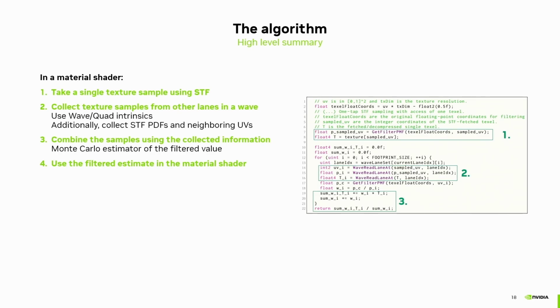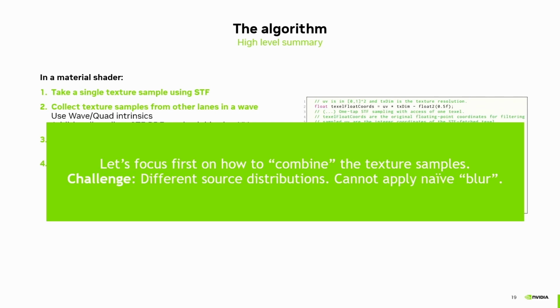I will talk about steps 2 and 3 in detail, but let's start actually with step 3, because it's more difficult and kind of non-obvious. How do we combine those different texture samples?